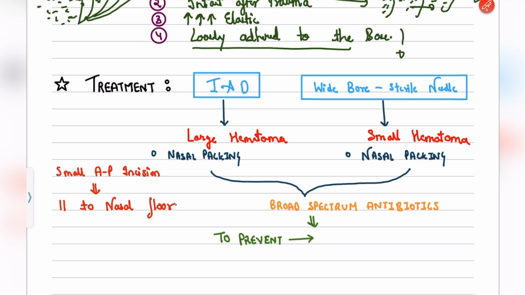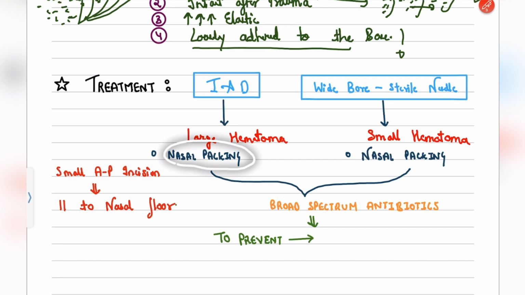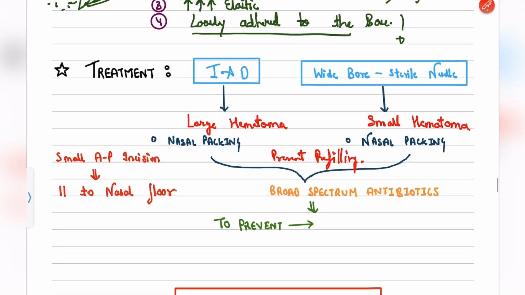After doing incision and drainage or aspiration via wide bore sterile needle, we do nasal packing in both cases, for small as well as large hematoma, to prevent refilling of blood, because the pressure of the pack will prevent blood from filling. Broad spectrum antibiotics are given to the patients in both cases, for large as well as small hematomas. Why do we give broad spectrum antibiotics? We give them to prevent septal abscess, that is pus collection.